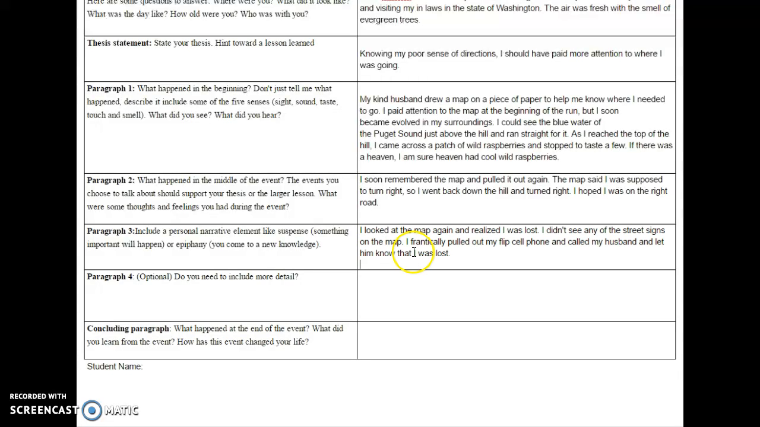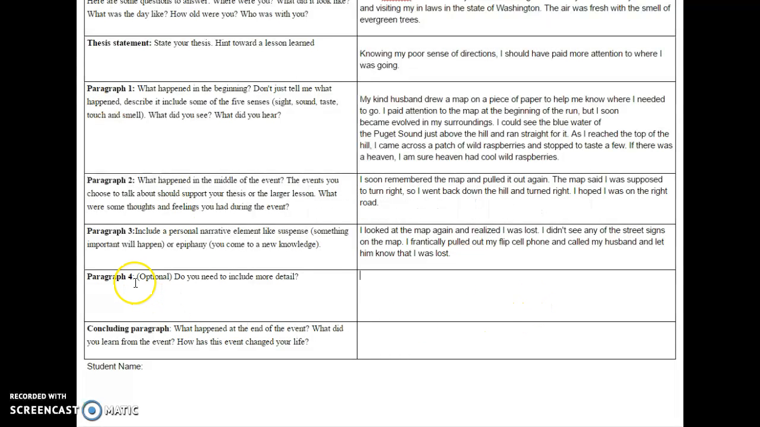I pulled out my map again, realizing that I was lost. I didn't see any of the street signs on the map that my husband drew. I frantically pulled out my flip cell phone and called my husband, letting him know I was lost. So here we kind of reach this suspense. I'm completely lost and I know it, and I have no idea how to find my way back.